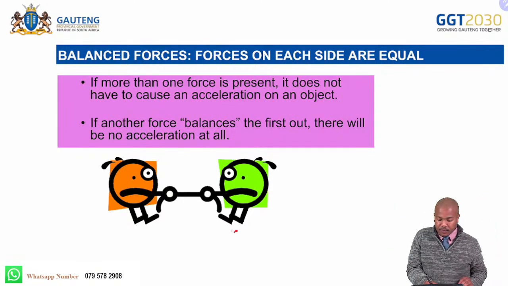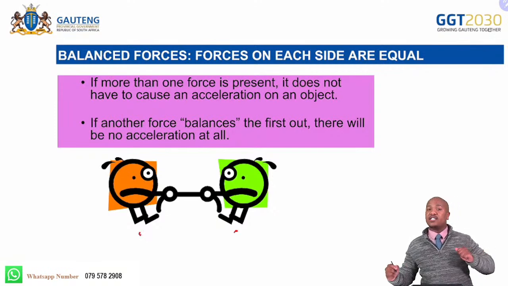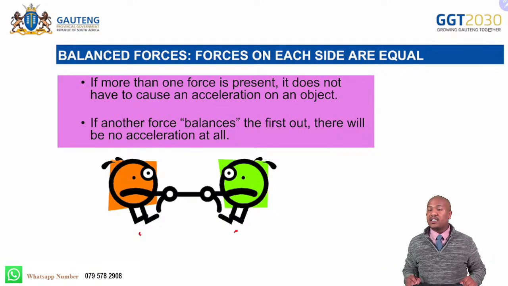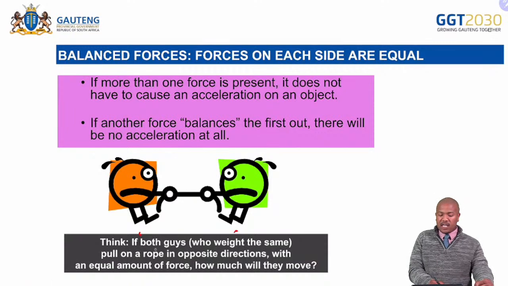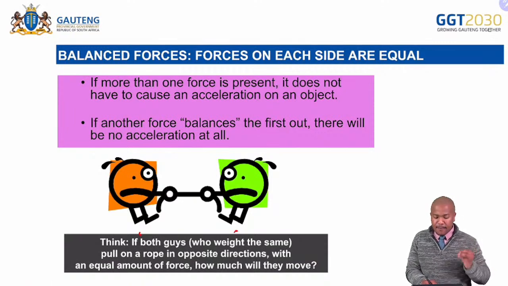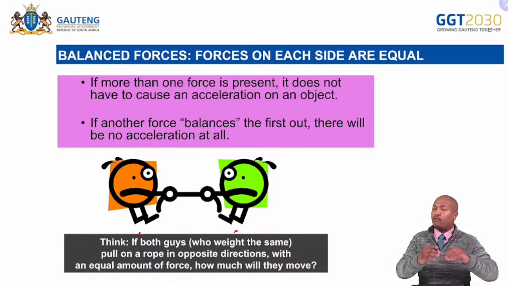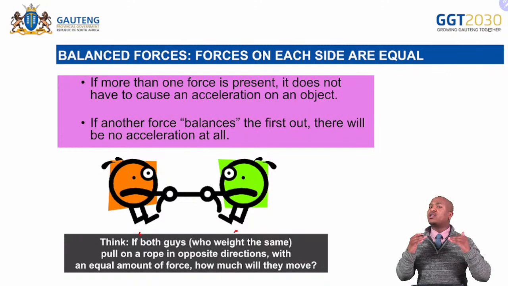Like here, right? These two friends are playing tug of war as well. They're trying to pull to opposite sides, right? So now I want you to imagine this. I want you to think if these boys are weighing the same, they pull the rope in opposite directions with an equal amount of force. How much will they move?